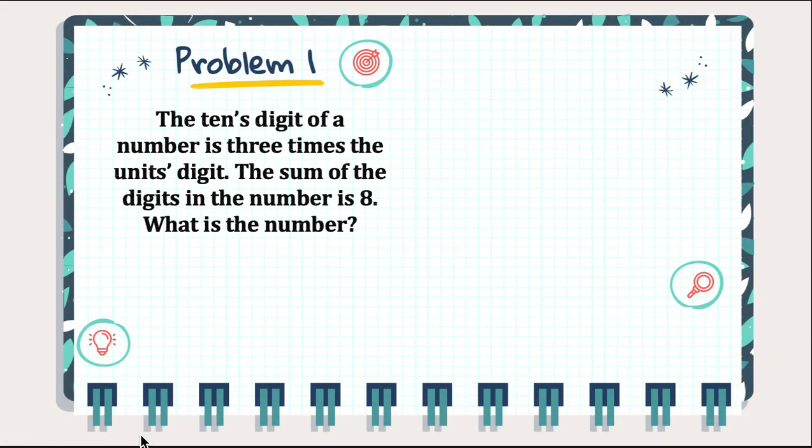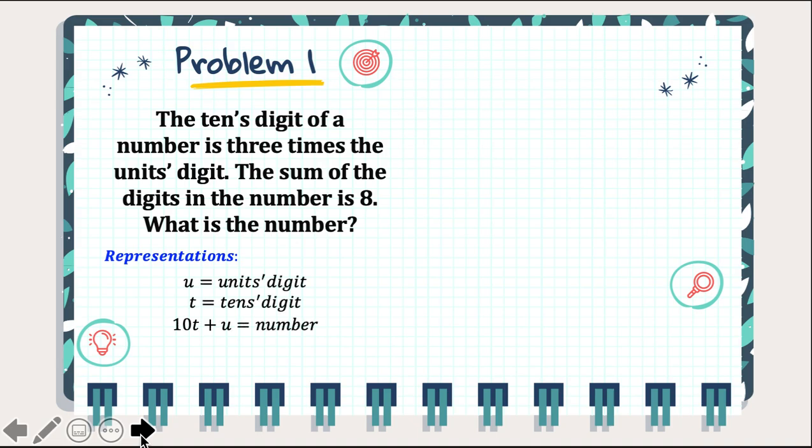The first example is, the tens digit of a number is 3 times the units digit. The sum of the digits in the number is 8. What is the number? First, we have to represent all the unknowns, and that is the units digit, the tens digit, and the number. After we represent, the next step is to make equations. So we're looking for two equations.